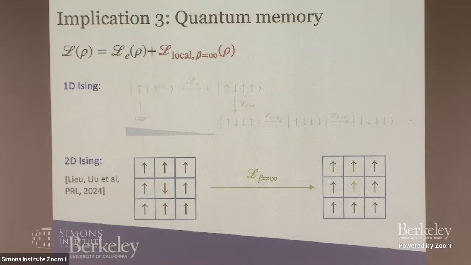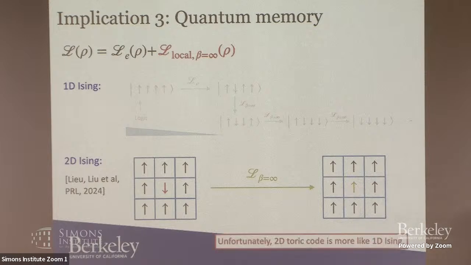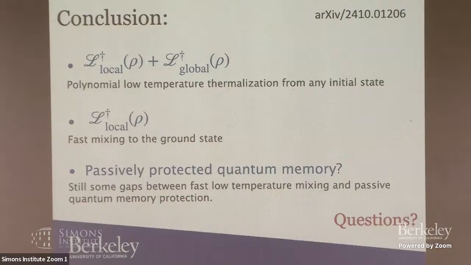In the case of 2D Ising, the situation is very different. Here, you can imagine that the center qubit gets flipped. Okay, then now if we apply the protection operator, the only way to go is to flip it back. All the other ways will have some energy penalty and will happen with very low probability. Okay, so unfortunately, in terms of quantum memory, 2D toric code is more like a 1D Ising. So although we can show the faster low temperature mixing inside the syndrome space, we still don't have good passively protected quantum memory.